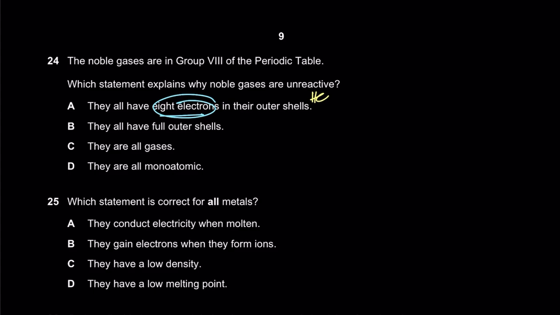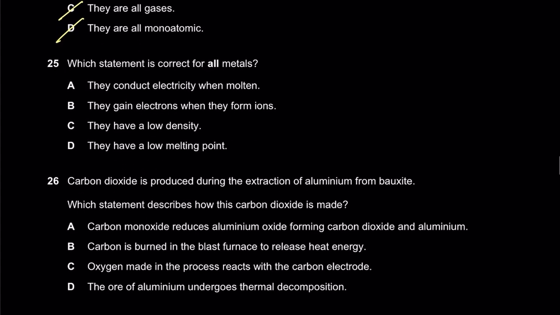How do we know that? You can check the periodic table out. We don't say it has a complete octet. We say it has a complete duplet, right? Because it only has one shell, and that's the complete shell. So A is wrong. They have full outer electrons. Yes, they have full outer electrons. Some have 8 and helium has 2. They are all gases. Yes, they are all gases, but that does not explain why they are unreactive. Then chlorine, bromine, chlorine and so on would also be unreactive. They are all monoatomic. Yes, they are, but that does not explain it.